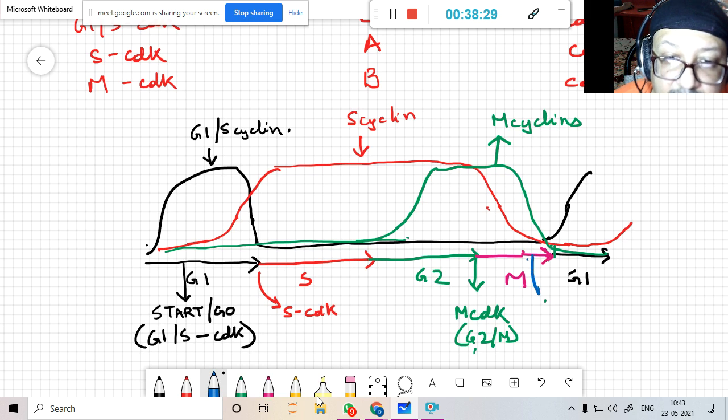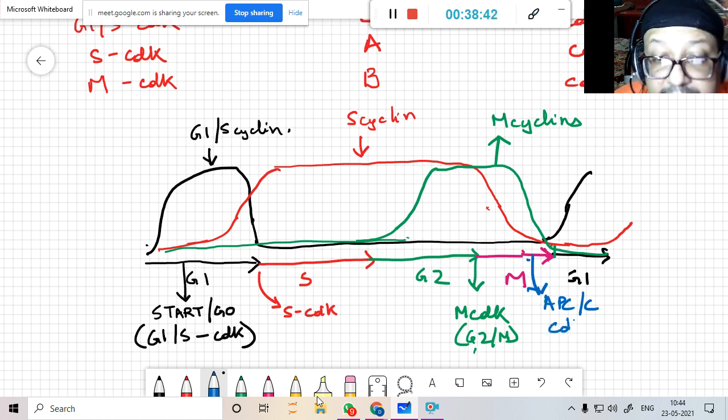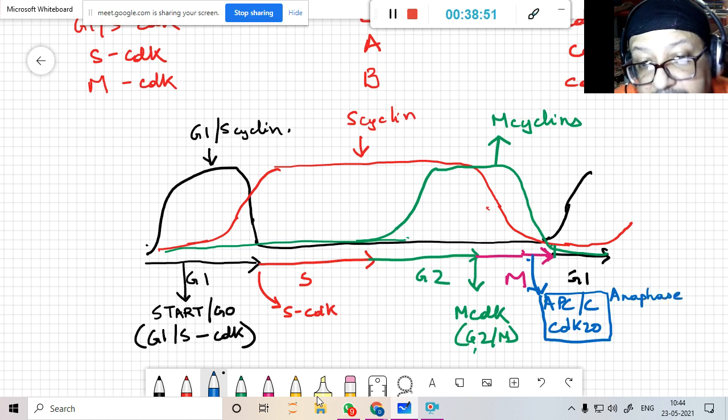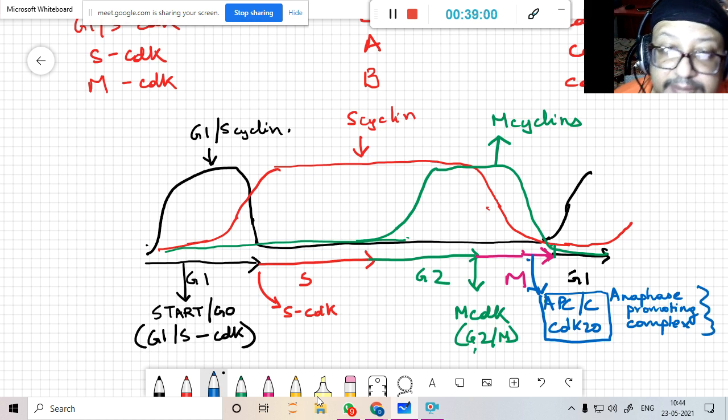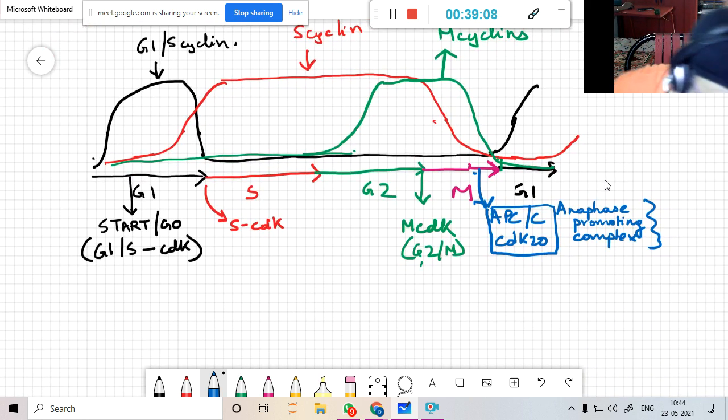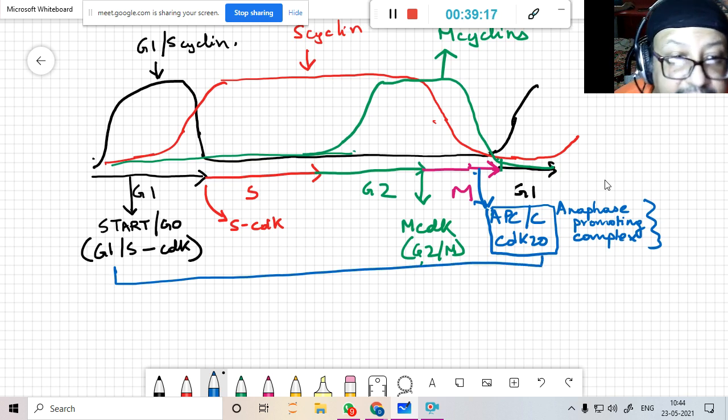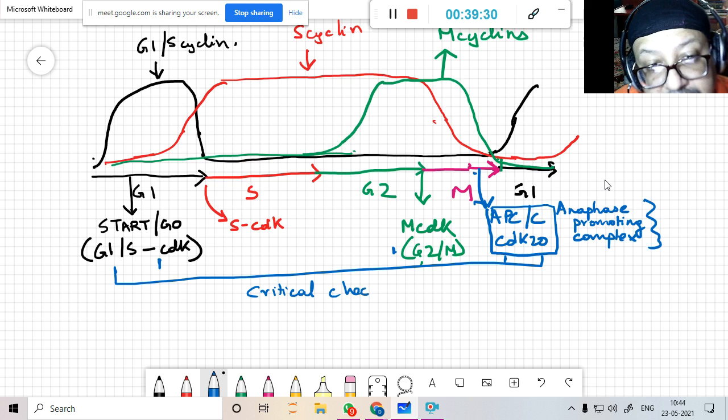Let's draw in blue. This is known as the APC/C CDC20 complex. This is the anaphase promoting complex. Also note that all these three things, this one, and this one, they are known as the critical checkpoints.